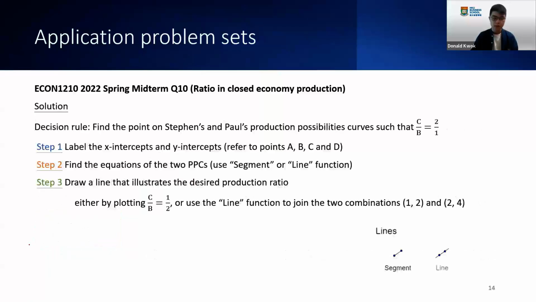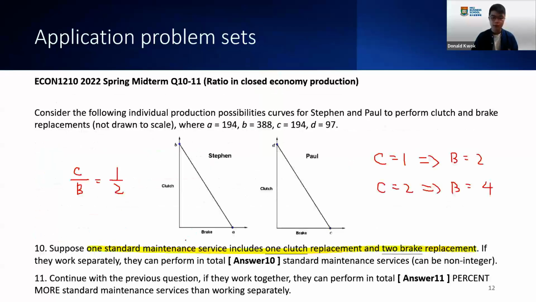All right, so there are some steps that we can follow to solve this problem. We are going to find the point on their respective production possibilities curve that illustrates the desired production ratio. The intersection point would give the number of standard maintenance services that each of them can perform. At this point, let me also shift my screen to GeoGebra and solve this question together with you.